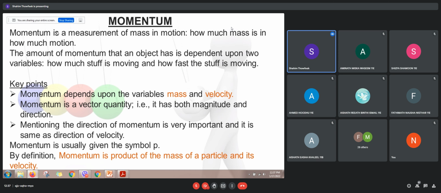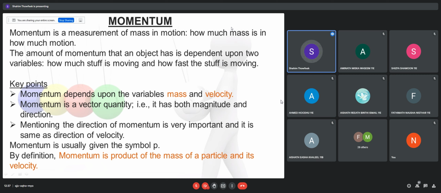Momentum is a measurement of mass in motion. Motion means we are measuring the velocity of a certain mass. How much mass in how much motion. So we need two variables here. How much mass? The mass of the object. How much motion? We measure it in velocity. Okay.